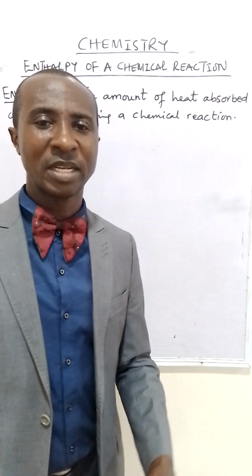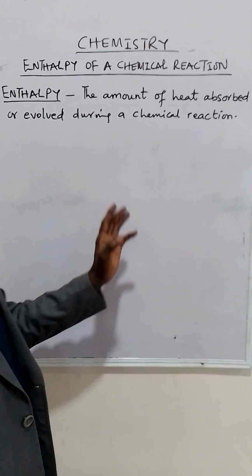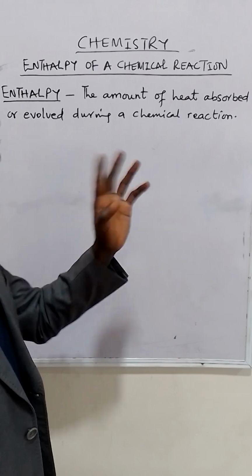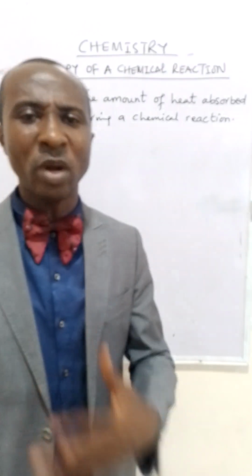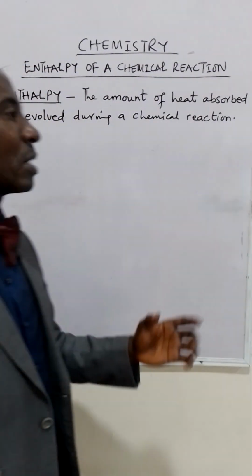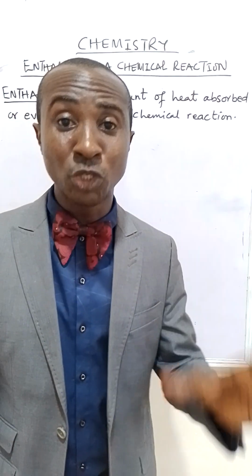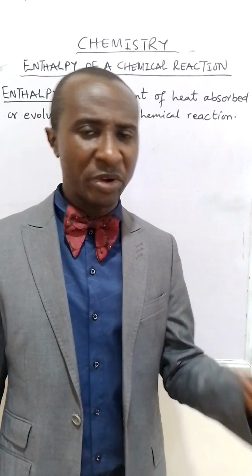Today we'll be looking at chemistry. What we want to look at is enthalpy of a chemical reaction. Now, what is enthalpy? Enthalpy is the amount of heat that is actually absorbed or evolved during a chemical reaction.